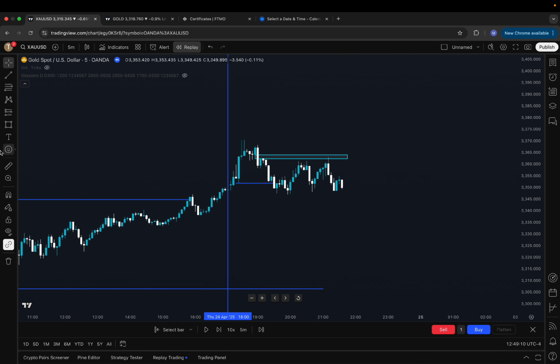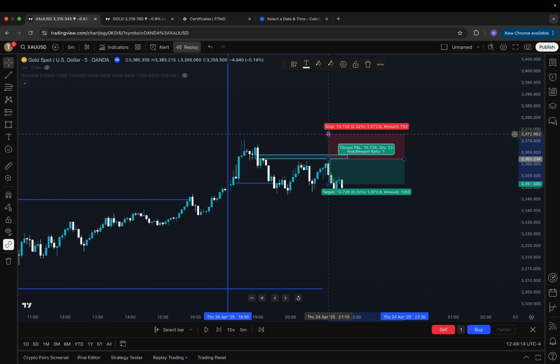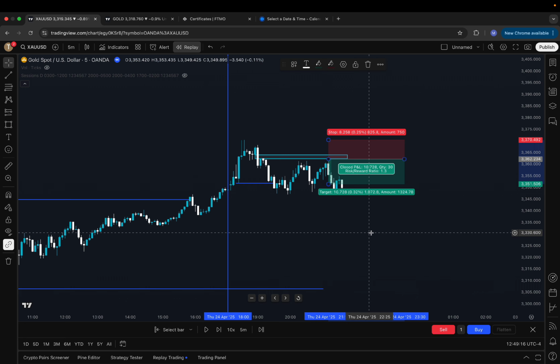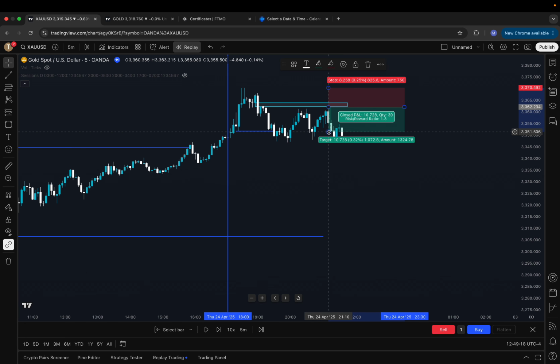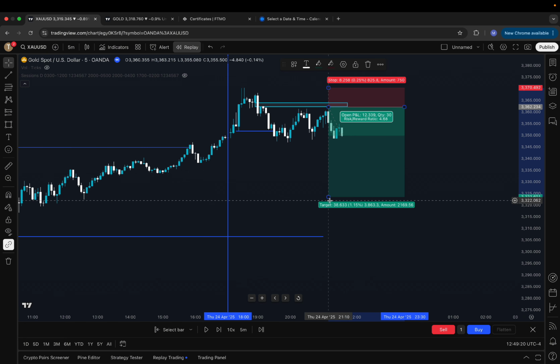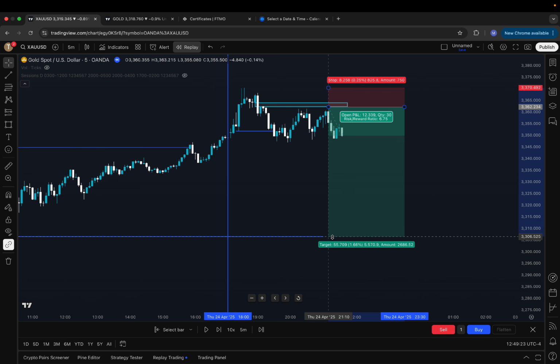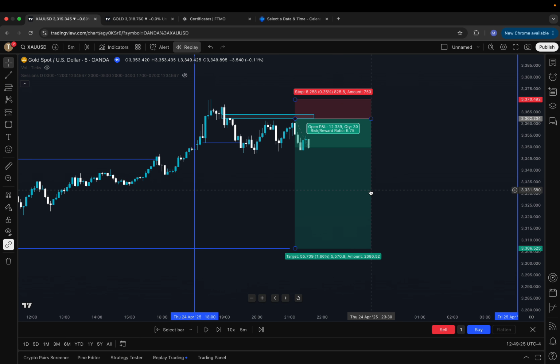So we've tapped into this fair value gap. We simply put our short position down right here, stop loss at the highs, and we're going to be targeting these lows down here. And you can see it is a 1 to 6 risk to reward if we hit take profit. Like I mentioned before, between a 1 to 3, a 1 to 5, or even a 1 to 10. So let's see what happens.